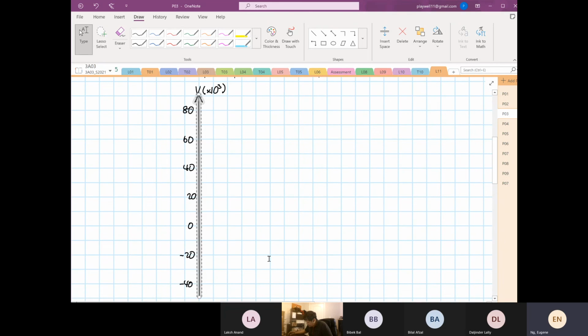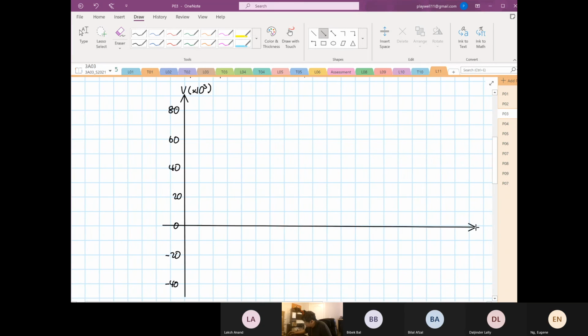Then we have our x distance. So this is 0.8, 1.6, 2.4, 3.2, and then 4.0. No, I don't need it so long.